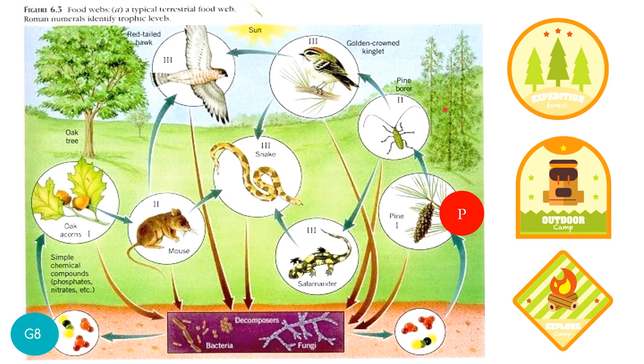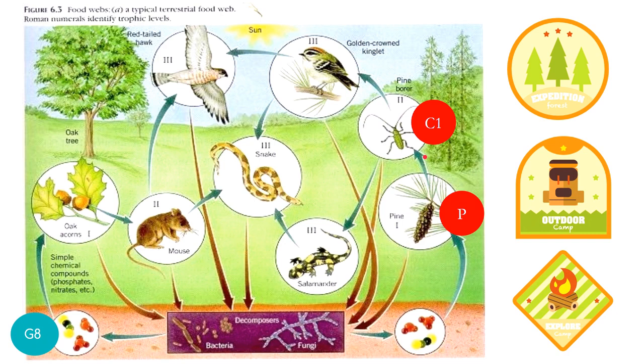Okay, and then pine can be eaten by an insect. So with this arrow, an insect called pine borer, making it the primary consumer. C1 usually means primary consumer. Okay, so first consumer or primary consumer. And all first or primary consumers are always herbivores because they eat plants or plant parts.